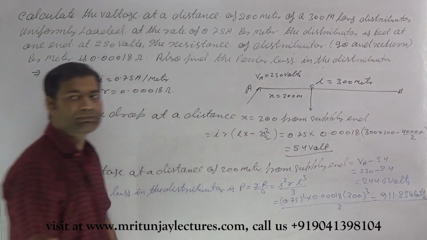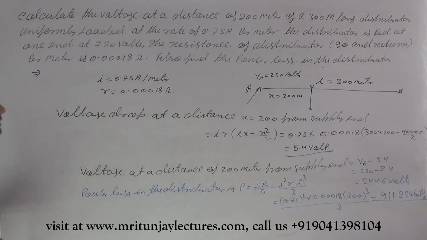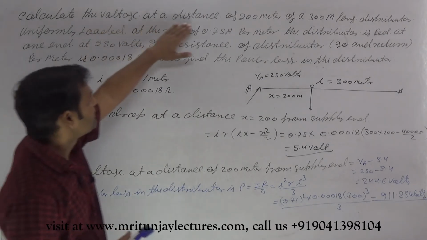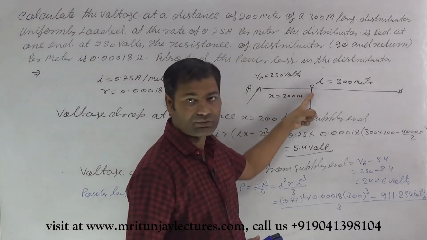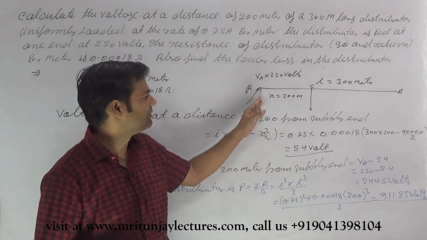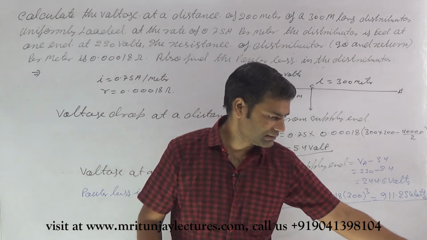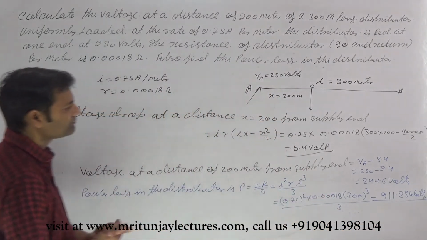Formula based problem. Okay, very simple. Our motto: find the first one, calculate the voltage at a distance of 200 meter. 200 meter, it means VA minus voltage drop. Okay, we got it, and solve it.